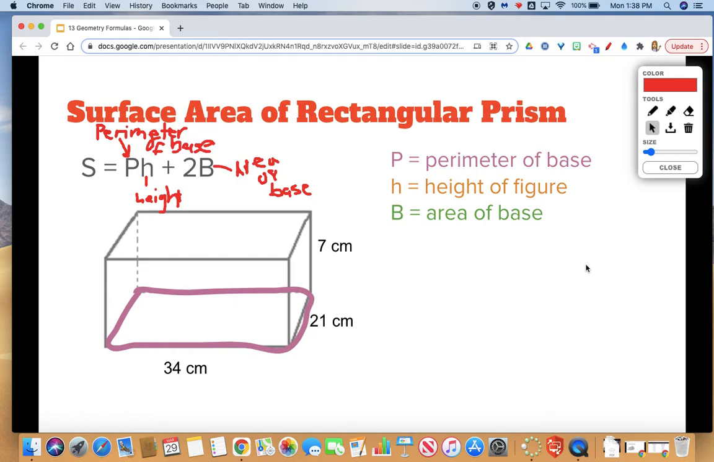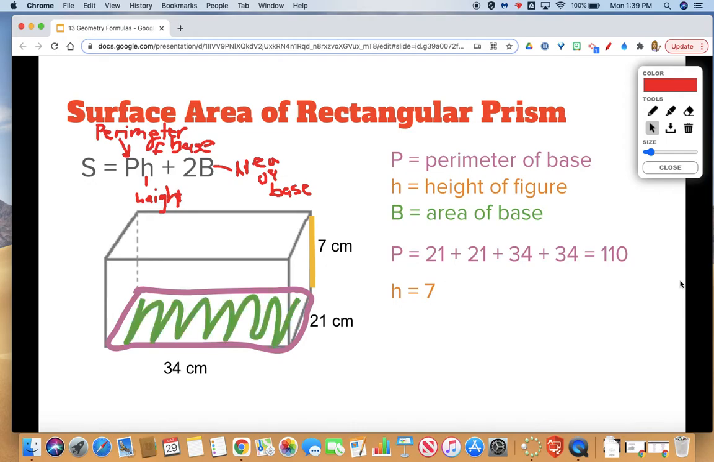You can pick which set of sides for a rectangular prism that you want to represent the base. Let's say I started with this bottom rectangle as the base. So if I need the perimeter of the base, I'm going to add up the four sides. That's how I find perimeter. 21 plus 21 plus 34 plus 34, that's 110. The height of the figure is the distance between the two bases, which is highlighted here as 7.